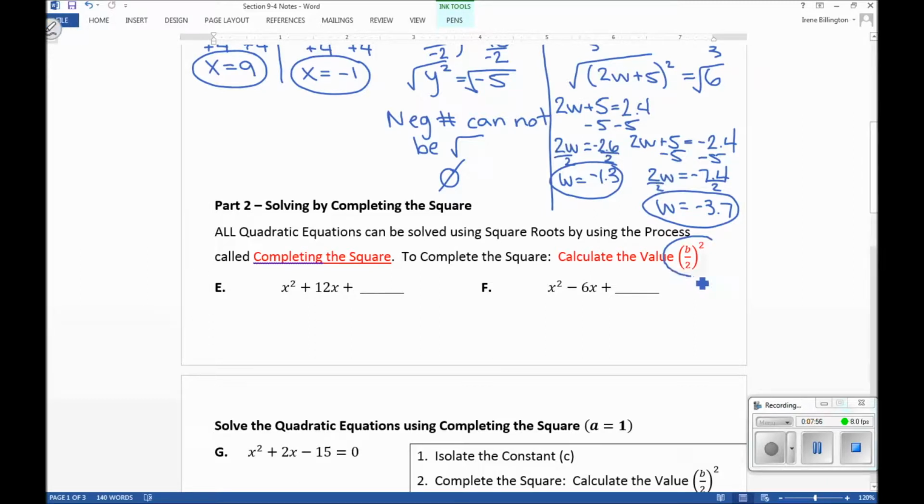Okay, that came from right here. Take your b value, divide it by 2, and square it. And that's going to become your c value. And that is how we complete a square.